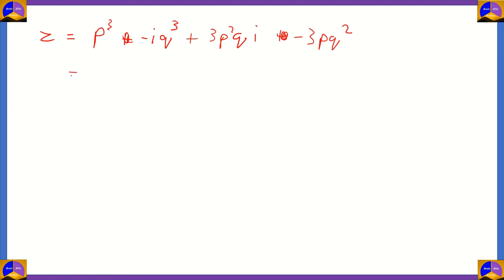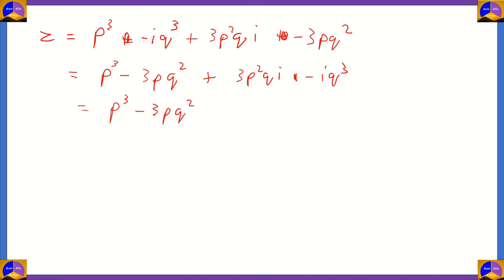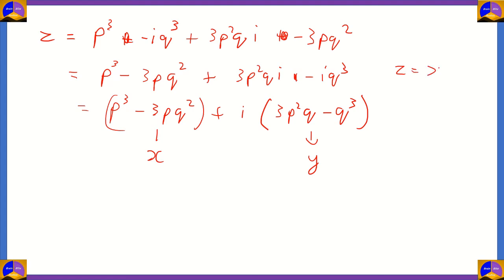So now what we're going to do is we're going to take the real terms on one side and the imaginary terms on the other side. So here the real terms are p cube minus 3pq squared, and then you have 3p squared q i minus i q cube. So when you take i out of it, you get p cube minus 3pq squared as the real terms, and then you have i times (3p squared q minus q cube) as the imaginary term. So this is x and this is y because the value of z is given as x minus iy.